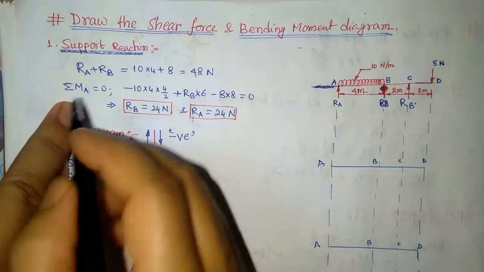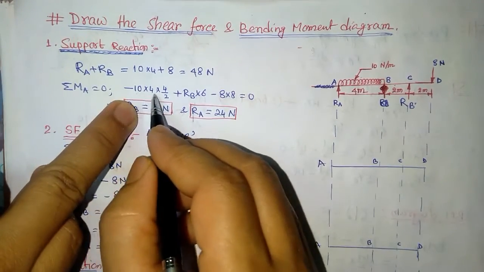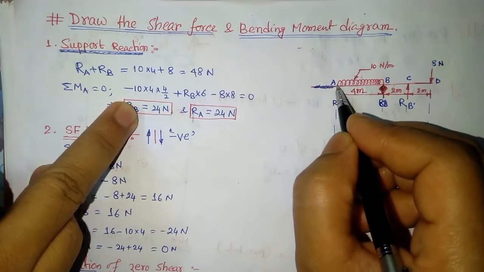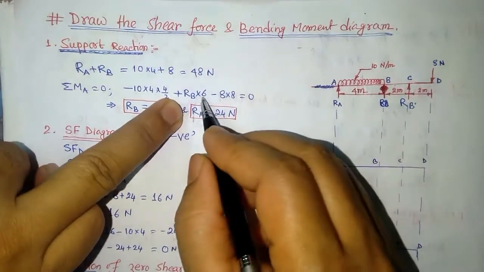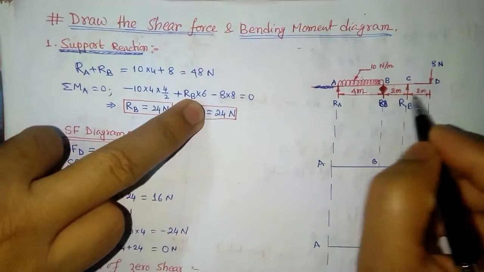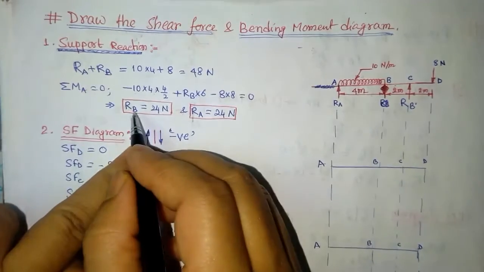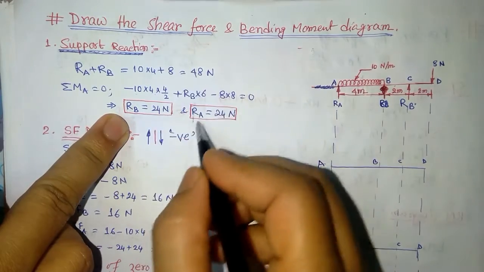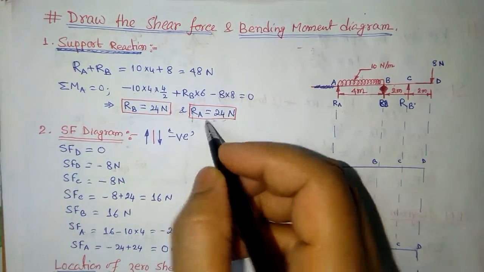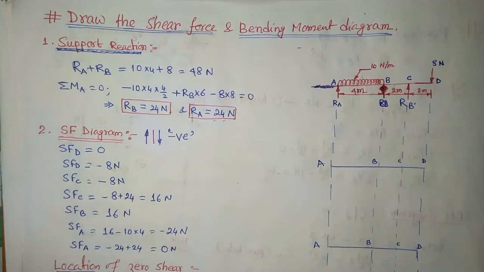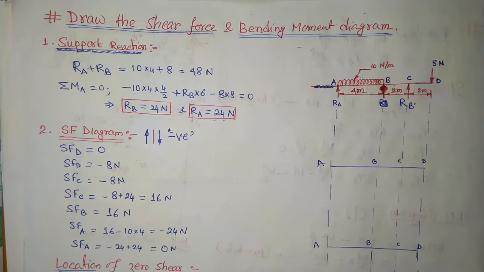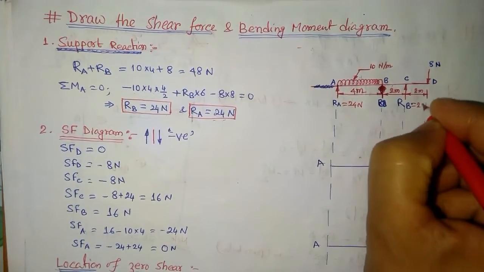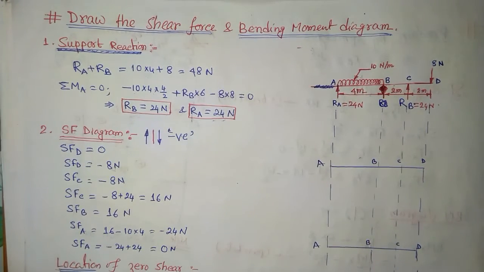So moment about point A, you will get minus 10 into 4 into 4 by 2, plus RB into 6, minus 8 into 8, the total distance. By simplifying this, we will get RB is equal to 24 Newton, and from the previous equation we will get RA is equal to 24 Newton. So we got the support reactions, RA is 24 Newton and RB is 24 Newton. Both are the same value, means equal.